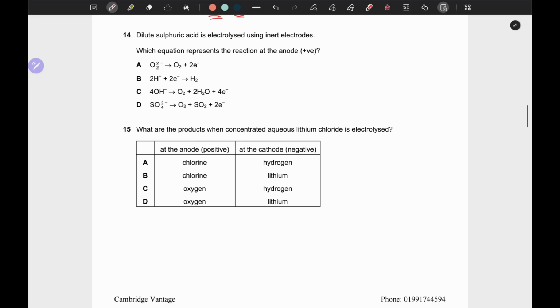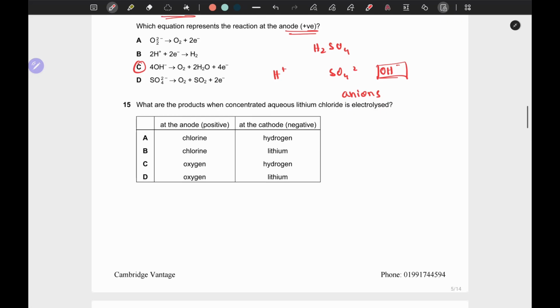Moving on to question 14. Dilute sulfuric acid is electrolyzed using inert electrodes. Which equation represents the reaction at the anode, the positive electrode? So for sulfuric acid, the ions present would be H plus, SO4 2 minus, and OH minus. So at the anode, we will get the anions, and between sulfate and hydroxide ions, hydroxide is always going to be discharged. So if you look at our options, C has the discharge equation for hydroxide ions. So the answer for 14 is going to be C.